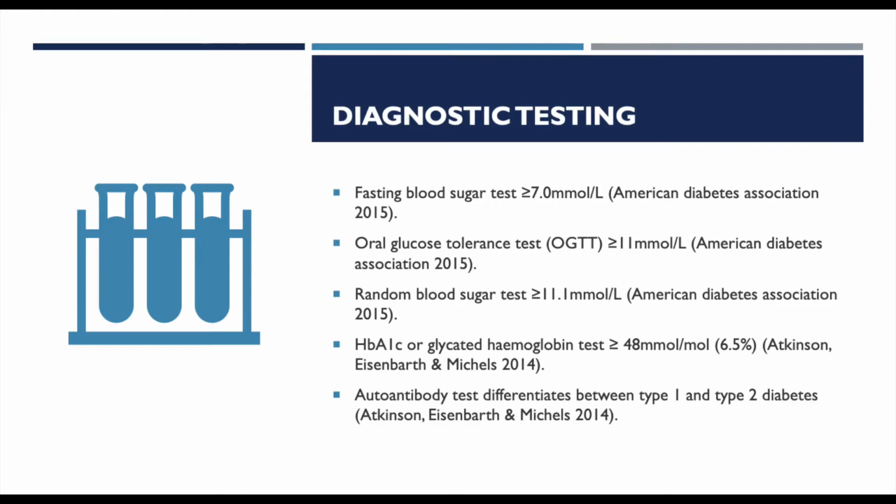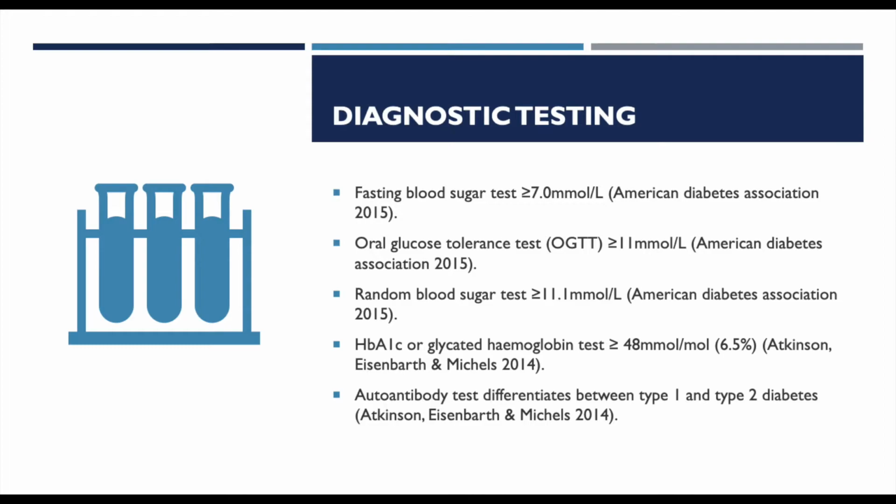HbA1c or glycated hemoglobin test. This test provides a summary of the blood sugar levels over a few months. It measures the percentage of hemoglobin in the blood cells that has glucose attached. If HbA1c is 48 millimoles per mole, 6.5% or above, it will be diagnosed as diabetes.